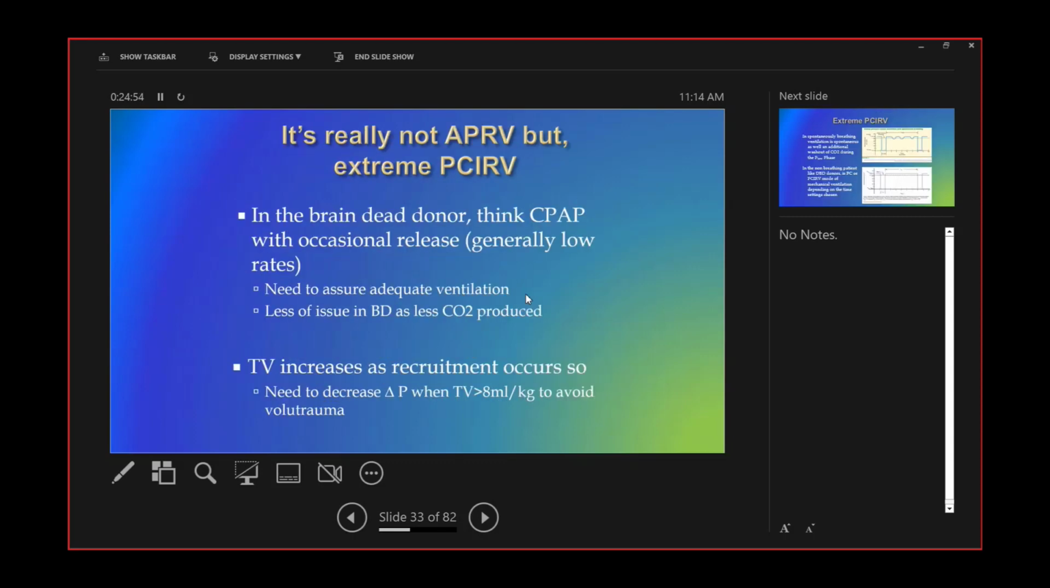So with APRV, don't think about it as APRV, think about it as pressure control inverted ratio ventilation extreme. And really what you can think about it is a CPAP with occasional breaths. Because you can get away with a low rate because you just need to ensure adequate ventilation. We already talked about why brain dead donors produce less carbon dioxide typically. And then what we see happen in this mode is as recruitment occurs, the tidal volumes start to climb. And whenever the tidal volumes start to climb above 9 per kilo, then you just start backing down on your P high. And so it's an automatic recruitment mode that you just have to pay attention to.